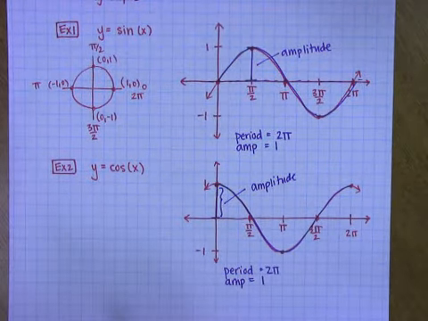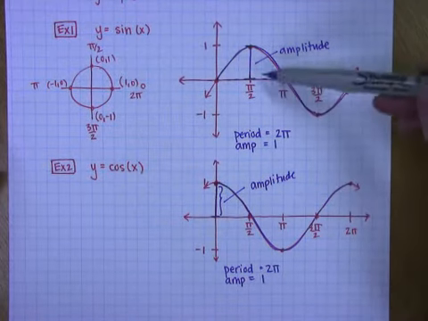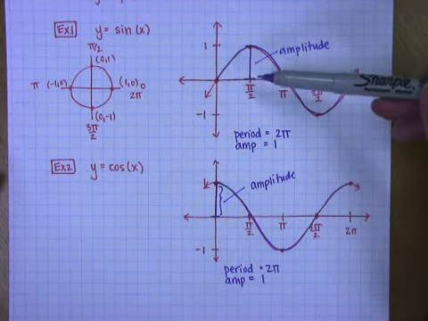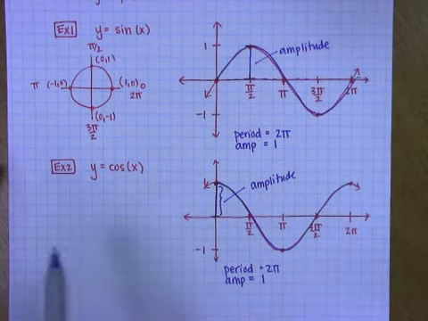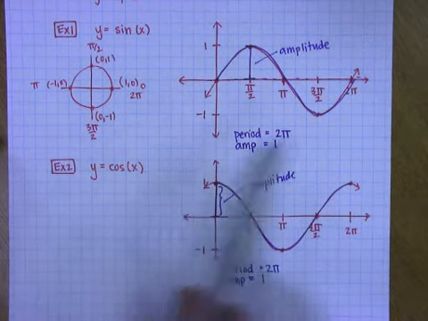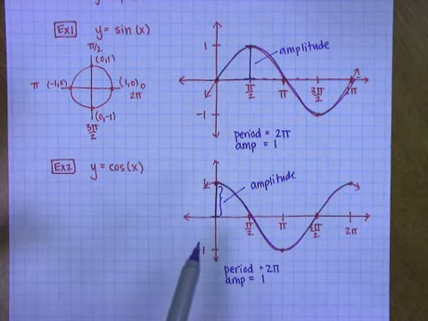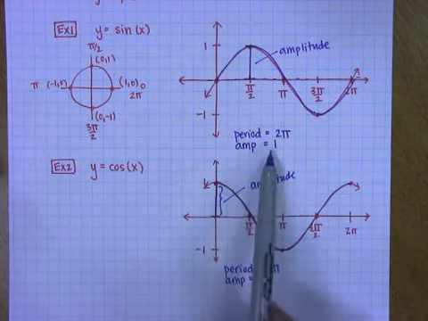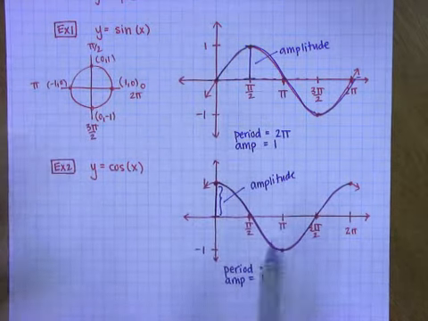A little trick here, amplitude is always positive because it's always a distance, so you shouldn't ever have a negative amplitude. We will, however, tomorrow in class be stretching and shifting and doing all sorts of crazy things that might affect the period or affect the amplitude, might change what the graph looks like.